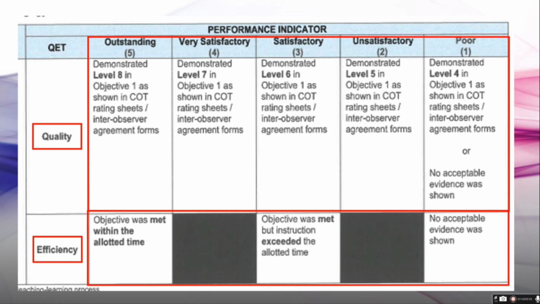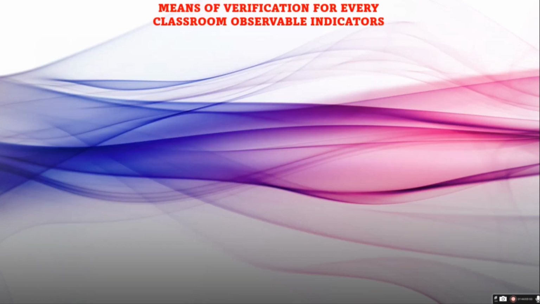For the efficiency, we will only have 3 scores. We'll get 5 or outstanding if the objective was met within the allotted time, 3 or satisfactory if the objective was met but instruction exceeded the allotted time, or 1 point if no acceptable evidence was shown. So, dalawa ang i-rate natin during our classroom observation, that's the quality and efficiency.